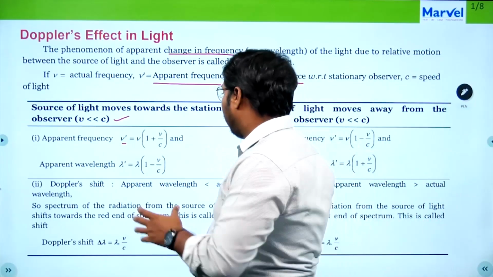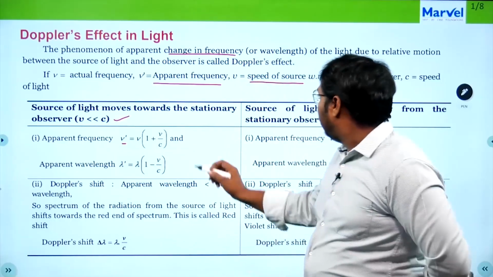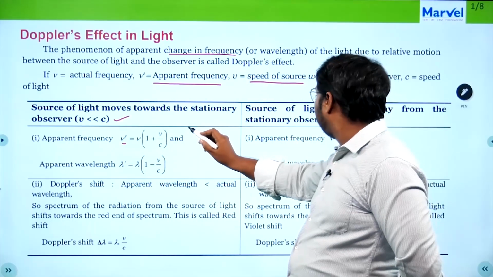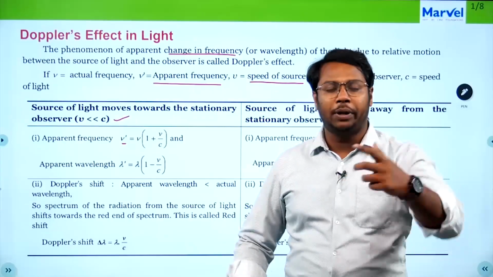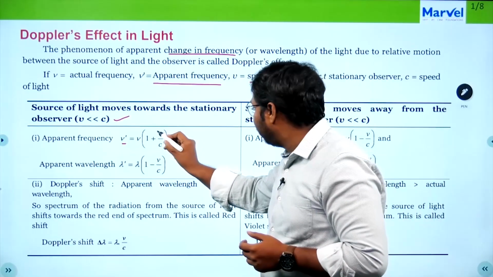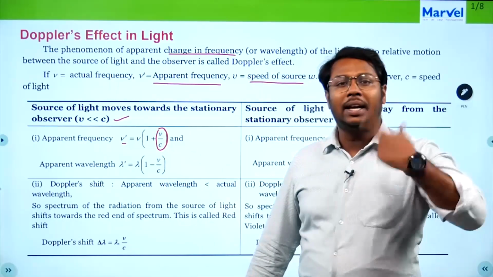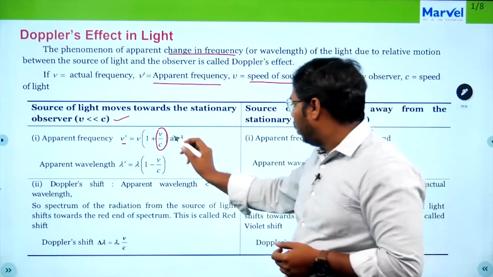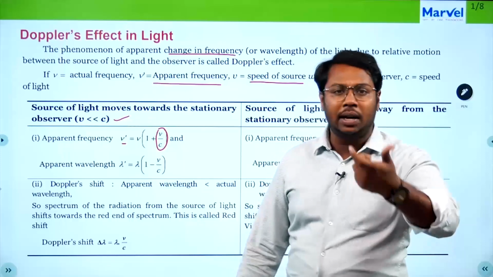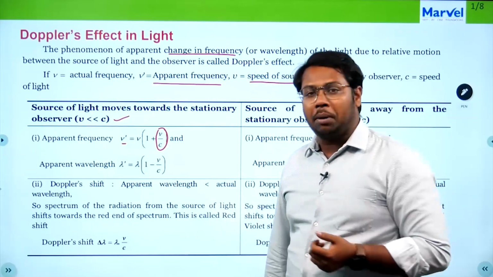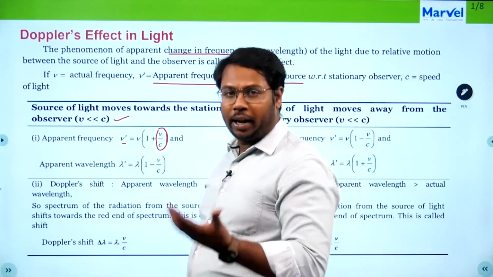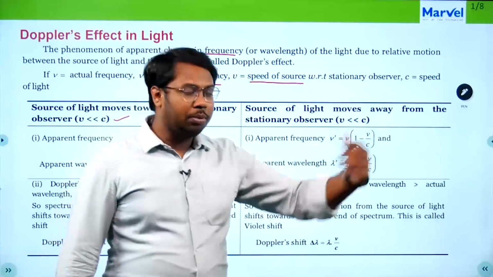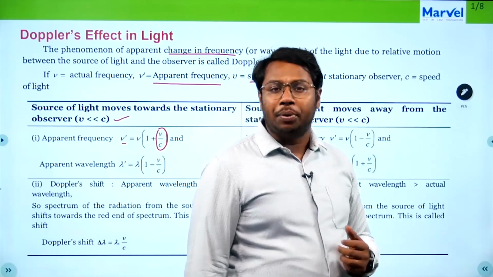Here you can see that the velocity of the source is not going to exceed the speed of light. So in no case can this ratio be greater than 1. That is a very important aspect, make a note. And mu prime is the frequency of the light observed by the observer standing in front of the moving source.